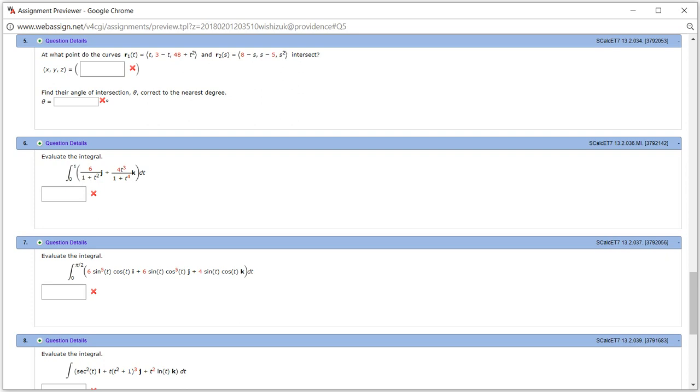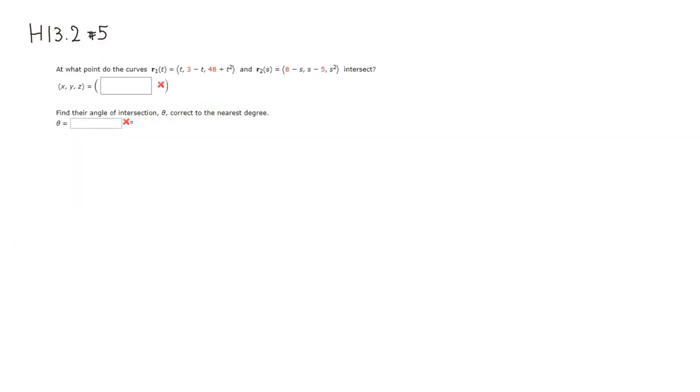All right, let's look at homework 13.2, problem number 5. We have two curves and we want to find the point of intersection. So let's do that. We're just going to match corresponding coordinates.